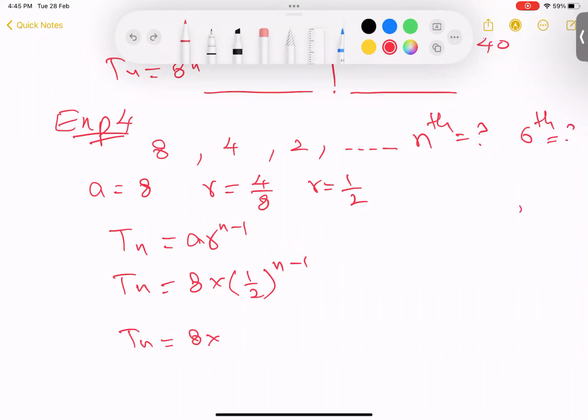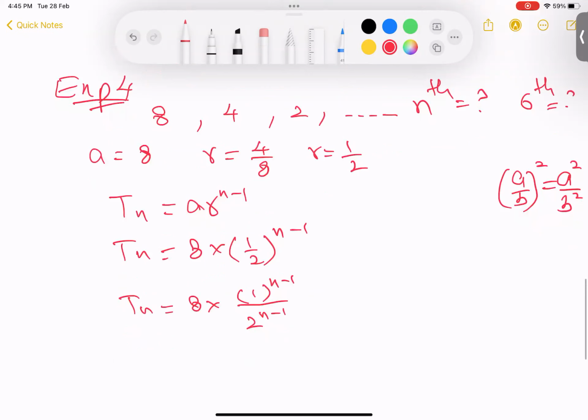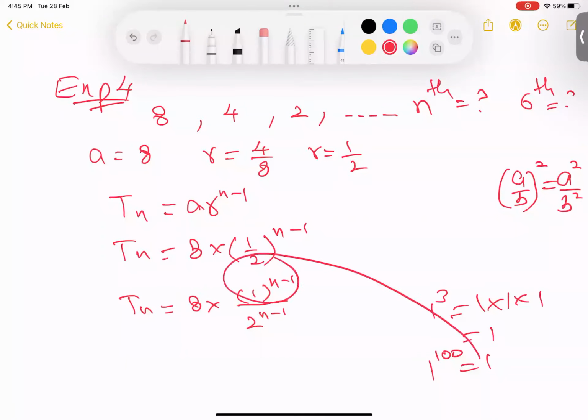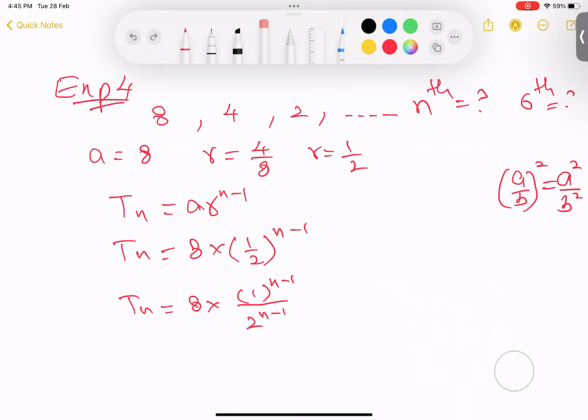I repeat my words. For example, let's say A and B divide and it has a power 2. So this power 2 will go on A separate, B separate. Same I will apply: 1 to the power n minus 1 separate and 2 to the power n minus 1 separate. But I think all of you know 1 to the power 1 is 1, 1 to the power 2 is 1, 1 to the power 3 means 1 into 1 into 1. It gives 1. 1 to the power 100 is also 1, and 1 to the power n minus 1 is 1 as well. So upper part I get 1. Down I got 2 to the power n minus 1.